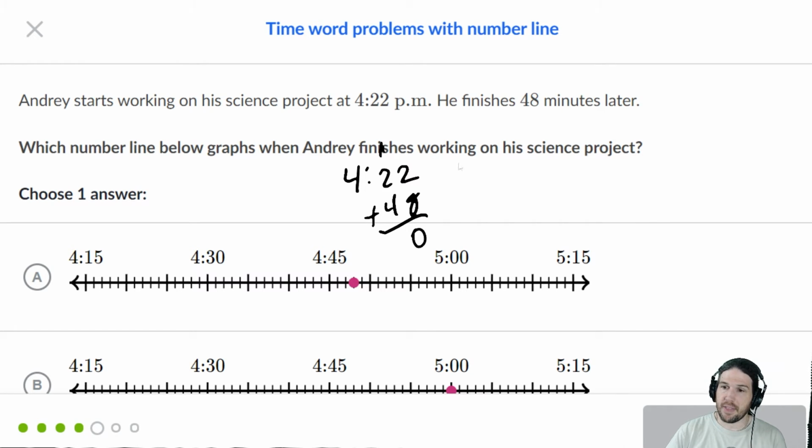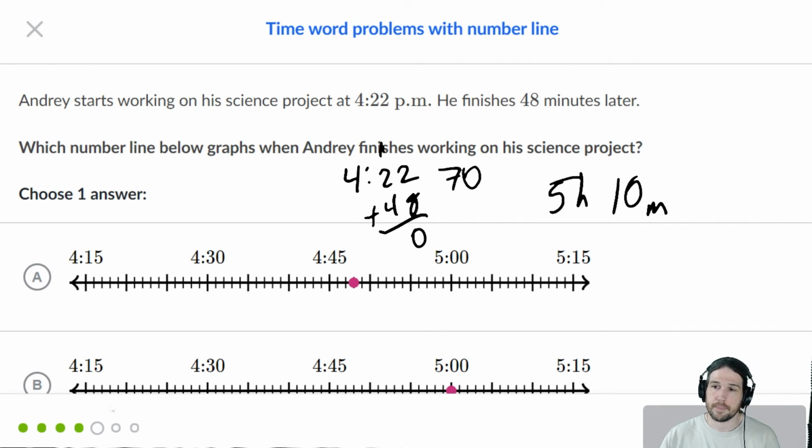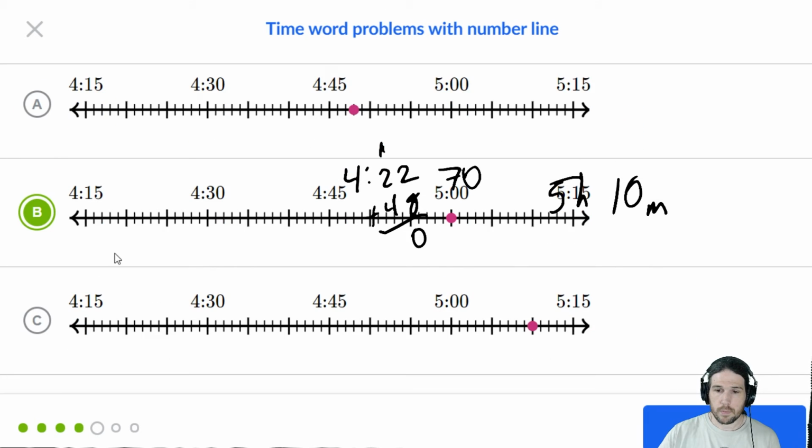4, 5, 6, that's 70 minutes total. That is 4 hours and 70 minutes. Well, this is where it gets a little bit weird because 70 minutes, well, that's an hour and 10 minutes, right? So 4 hours and 70 minutes is the same thing as 5 hours and 10 minutes. In this case, 5:10 p.m. is what I'm going for, which is C. 5:05, 5:10.